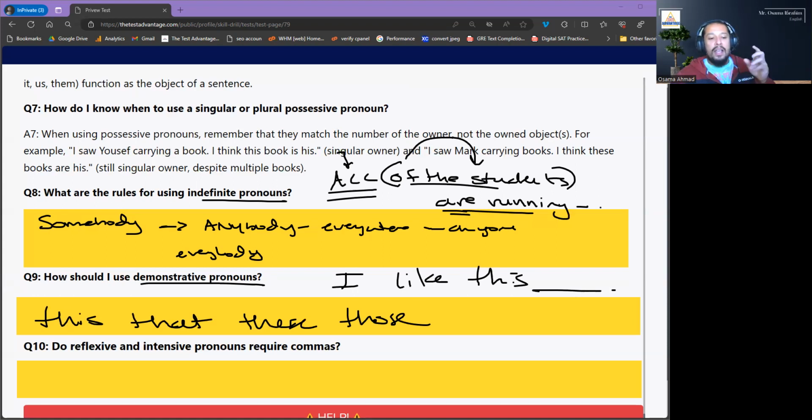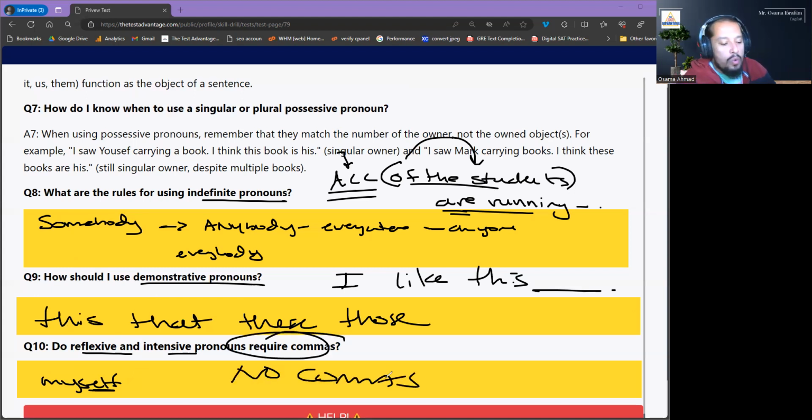Great. And finally, the last thing, reflexive and intensive pronouns. I skipped it, but there's one rule that you just need to know. First, reflexive and intensive pronouns like myself, anything with self, himself, herself, whatever. Don't use commas. No commas. Okay? So these are our pronoun rules.